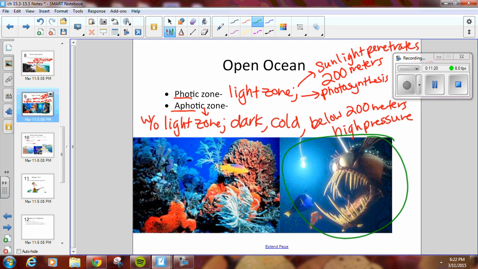This is the same reason why divers, if they go down too deep too fast, they'll get the bends when they come back up. That's because the pressure changes too quickly. So if we were to take something from the surface down to the bottom of the ocean without any protection, it would implode.